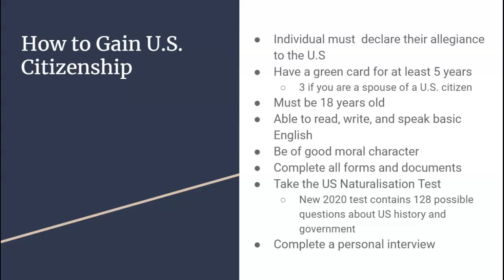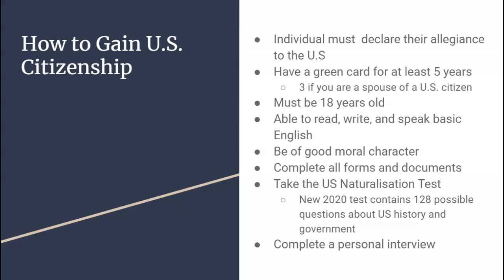They must have a green card, so that means they're a lawful permanent resident of at least 5 years. It's less, it's 3 if you have a spouse in the U.S., but if not, it's 5 years that you have to have that. You must be 18 years old. You must be able to read, write, and speak basic English. You must be of good moral character, so that means you can't have any felony charges against you or anything like that. You must complete all the forms and documentation.